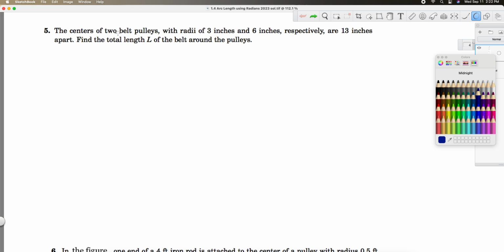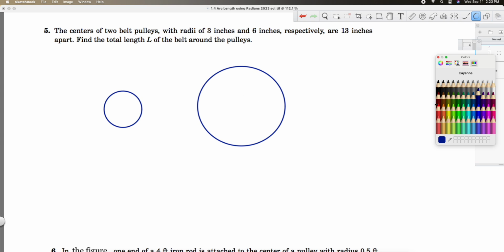The centers of two belt pulleys with radii of 3 inches and 6 inches respectively are 13 inches apart. Find the total length L of the belt around the pulleys. Okay, so we have a pulley that's 3 inches and 6 inches. And so that means the radius of each. I'll label the radii in a second. But they're 13 inches apart, so I will do that now.